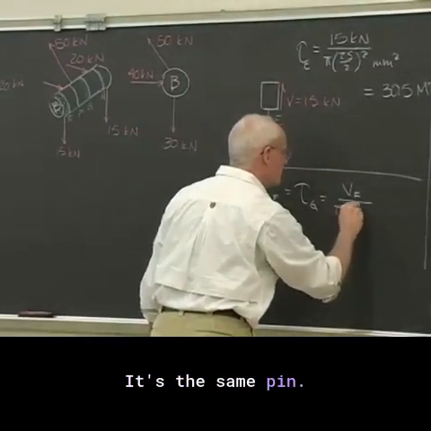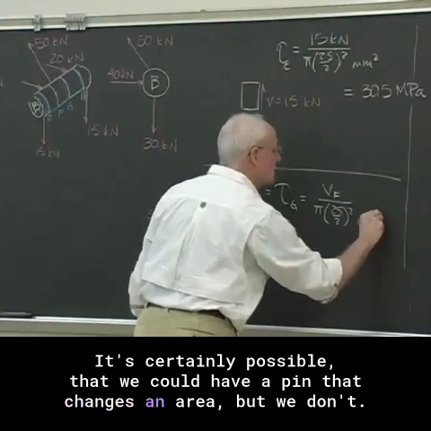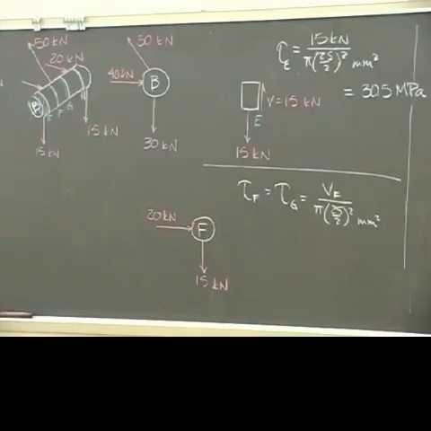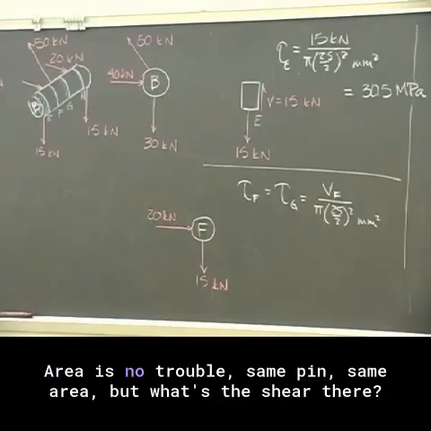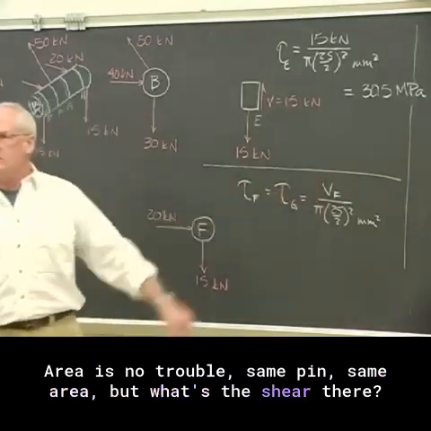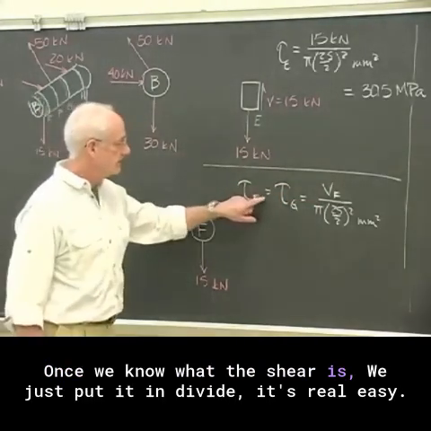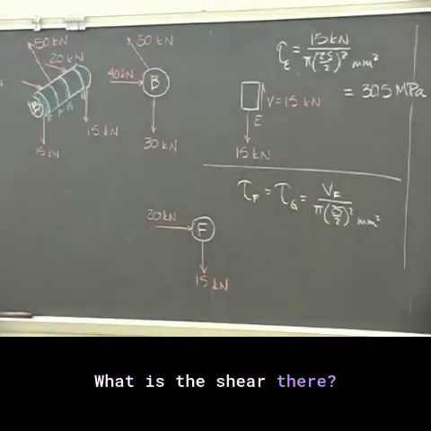It's the same pin. It's impossible, I guess, that we could have a pin that changes in area, but we don't in this case, just a simple cylindrical pin, put in and then held with clevis pins. Got it? You ready? Okay, first get out of class question. Area is no trouble, same pin, same area, but what's the shear there? Once we know what the shear is, we just put it in and divide, it's real easy. What is the shear there?